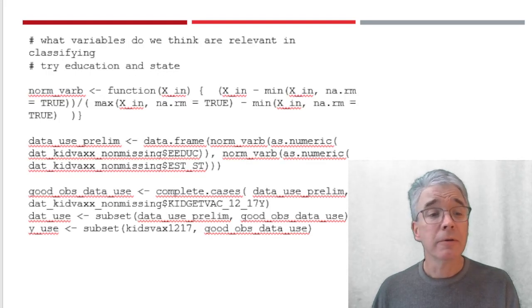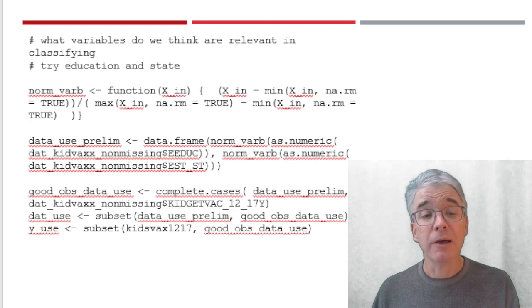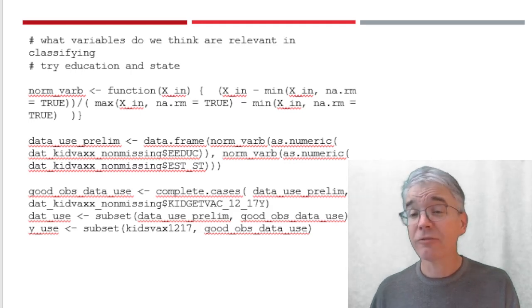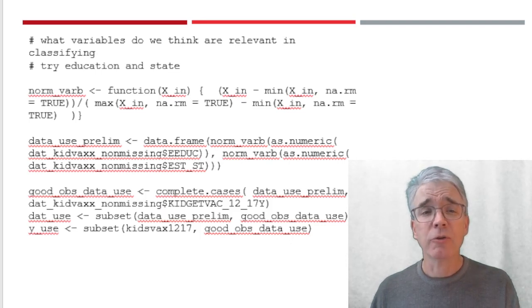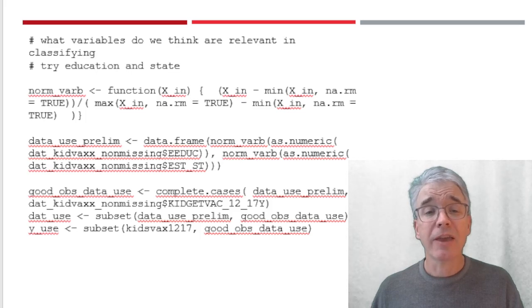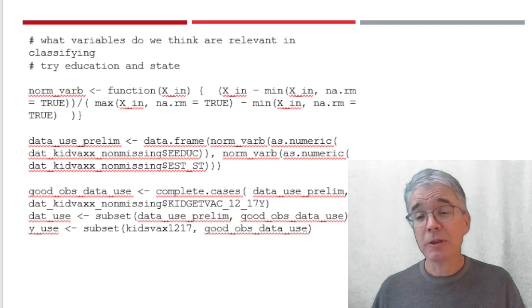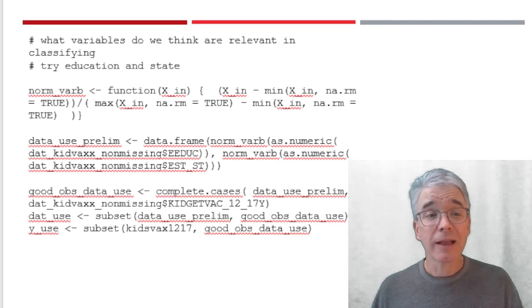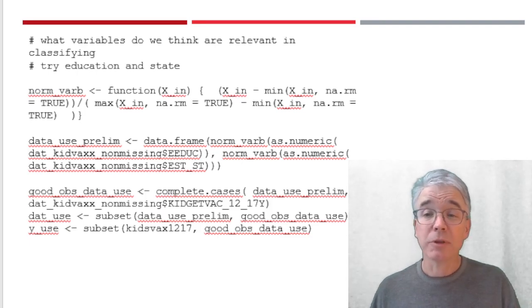Now, typically, when statisticians estimate machine learning models, they're going to normalize all the data, and that's the first piece right here. The first few lines create a new function, normVarb. This function takes in x, subtracts the minimum, and divides by the difference between the max and the min. Every normalized value will be between 0 and 1 inclusive. In this case, I'm trying to classify decisions about vaccinating kids, so ask what variables are going to be relevant in classifying. I'll start with just people's education and the state they live in. Now, to be clear, this is not the greatest way of coding. I'm just starting with something simple, leaving plenty of room for you to do better.